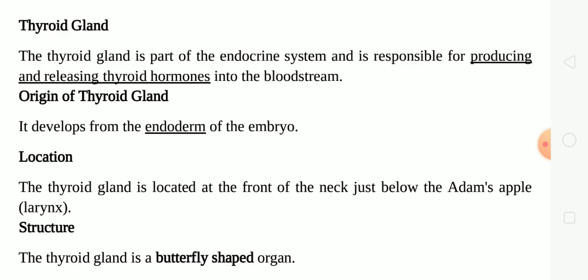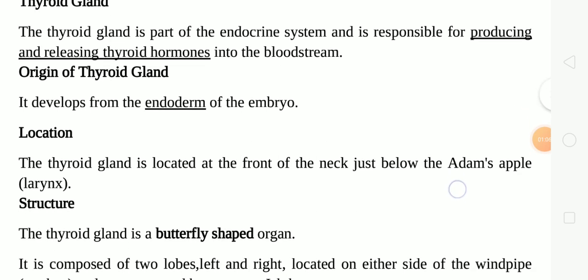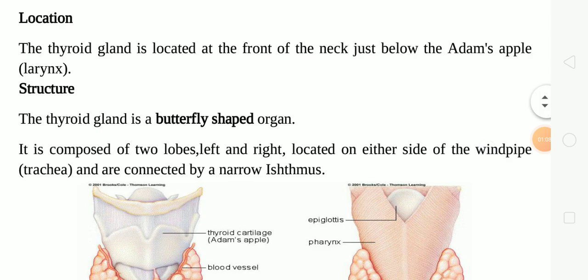As we all know, all the mammals consist of three germinal layers in their embryonic stages. Those three germinal layers are ectoderm, mesoderm and endoderm, and from the endodermal layer of the embryo the thyroid gland is originated or developed in our body. And let us know about the location of the thyroid gland.